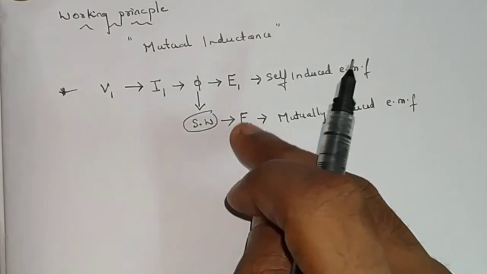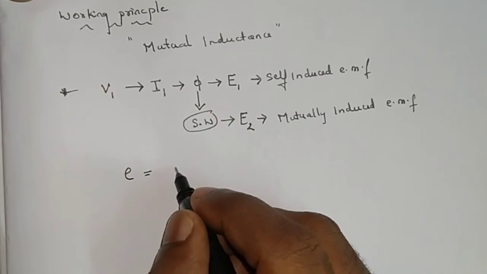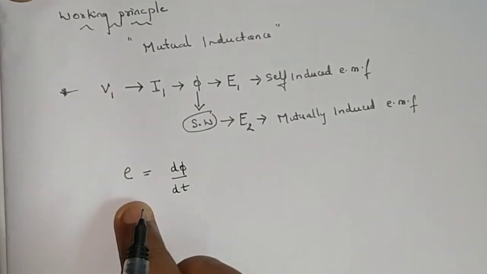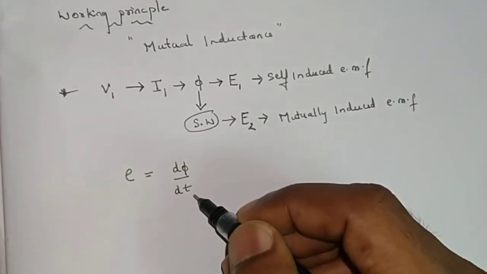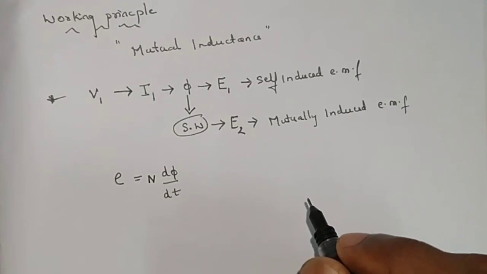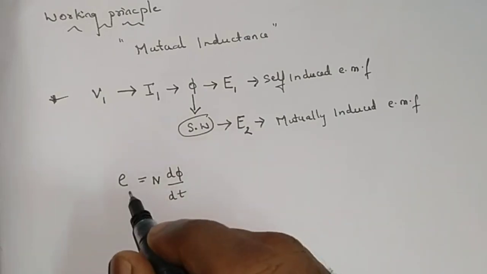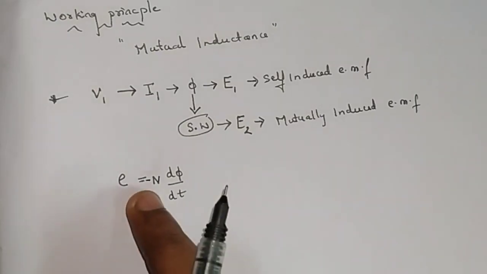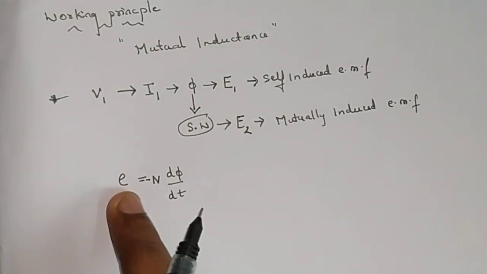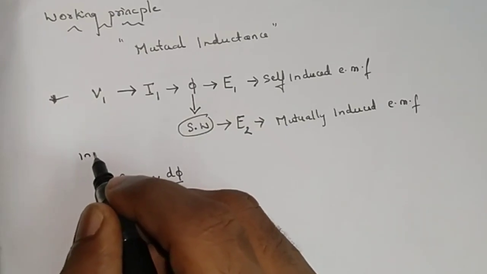After that I need to write the formula for induced EMF. So induced EMF formula, we know that E is equal to d phi by dt. From Faraday's second law we know that induced EMF is given by rate of change of flux with respect to time. Induced EMF will depend upon the number of turns, so E is equal to N d phi by dt. Now from Lenz law you will get E is equal to minus N d phi by dt. This minus sign you will get from Lenz law. Lenz law states that applied voltage will always oppose the EMF induced. So E is equal to minus N d phi by dt is nothing but the induced EMF formula.